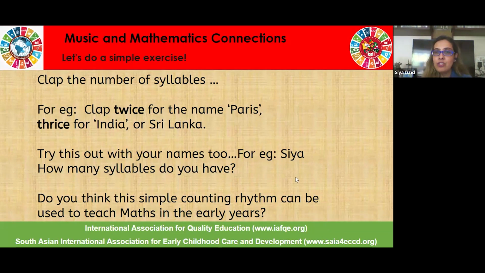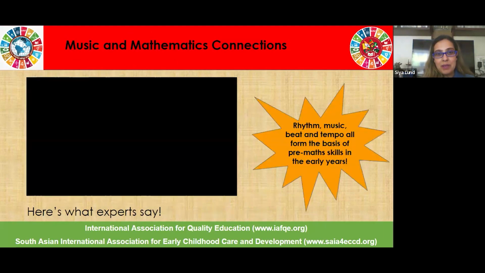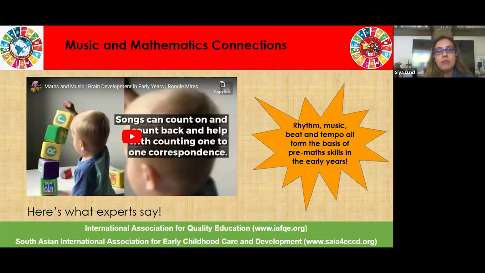Counting rhythm can actually be used to teach maths in the early years. Yes, it can be used, right? Now, we all know that music is full of rhythm, the beat, the tempo, all of that forms the basis of pre-math skills in the early years. Now, what are pre-math skills? We'll find out more about it in a little bit. Let's see this video to find out more about the connection between music and maths.